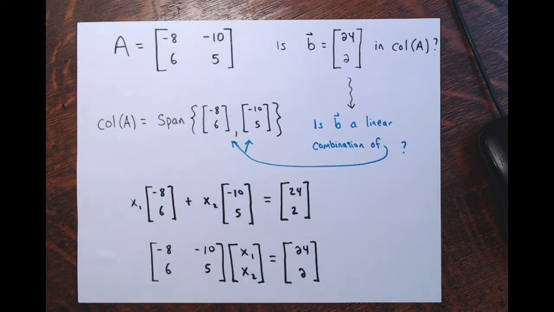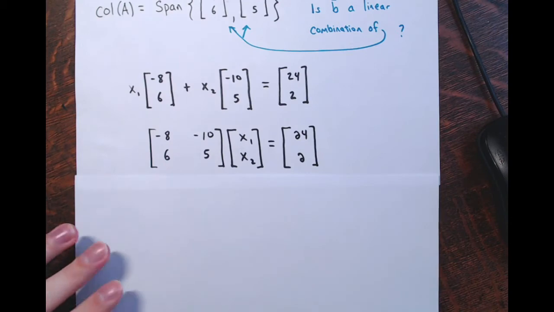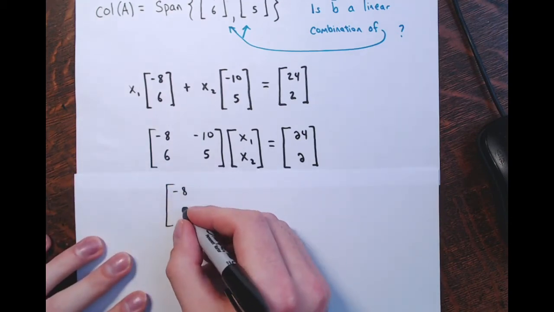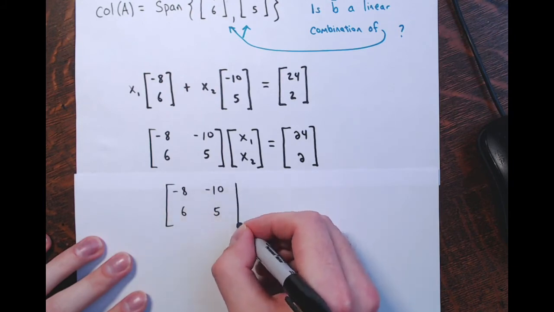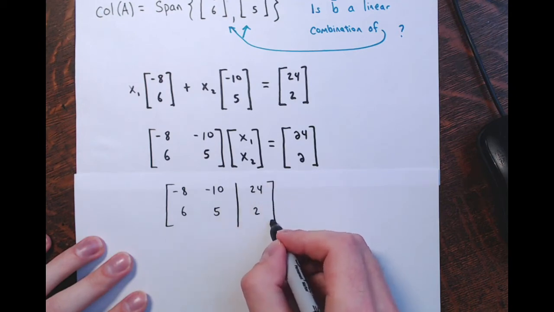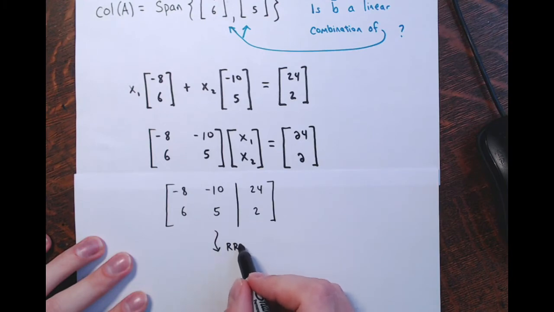But let's find the solution. I'm not going to do the inverse here. I'm just going to do what we normally do and write an augmented matrix for the system. So you have your coefficient matrix, the A on the left side, a little bar where the equals are, and then the B on the other side. And then put this into reduced row echelon form.